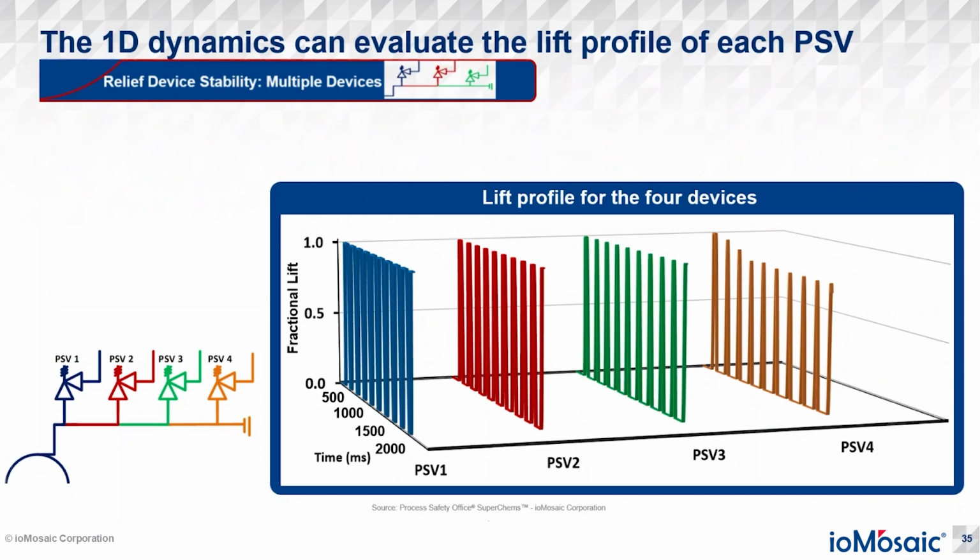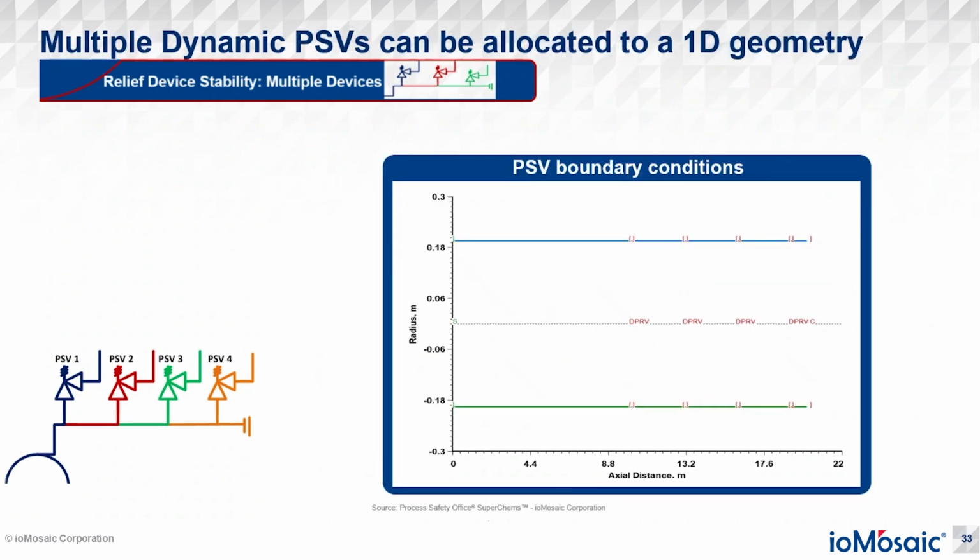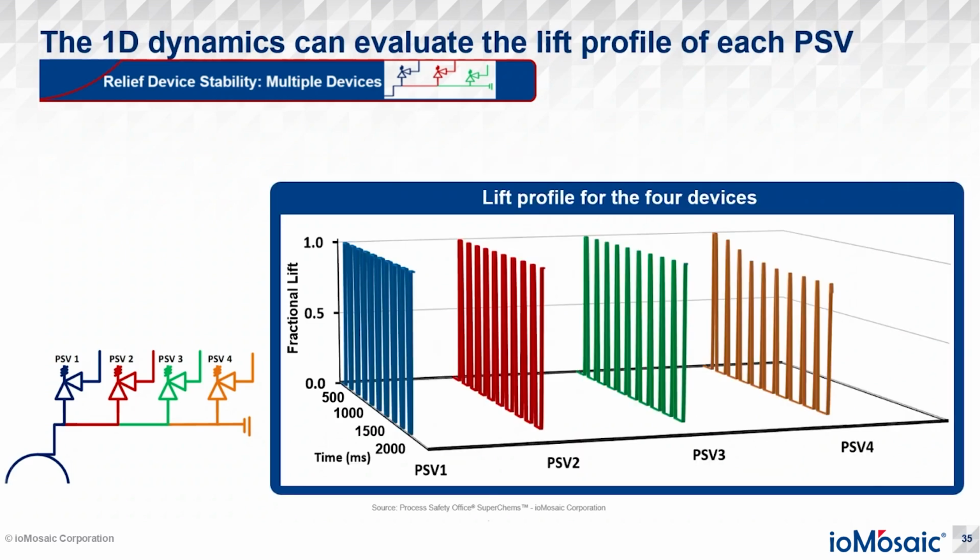So let's take a look at the first result. If I let this geometry run, we get a very interesting lift profile. There's not enough pressure to keep all four open. As they open, they relieve the mass, but we have this huge pressure drop, and all of them start to chatter, quite frequently.